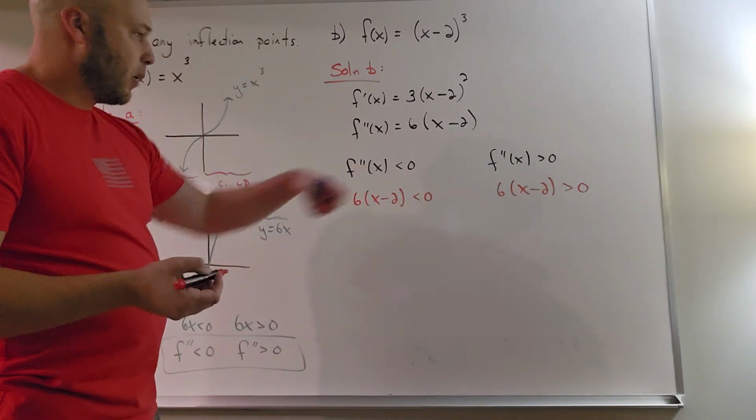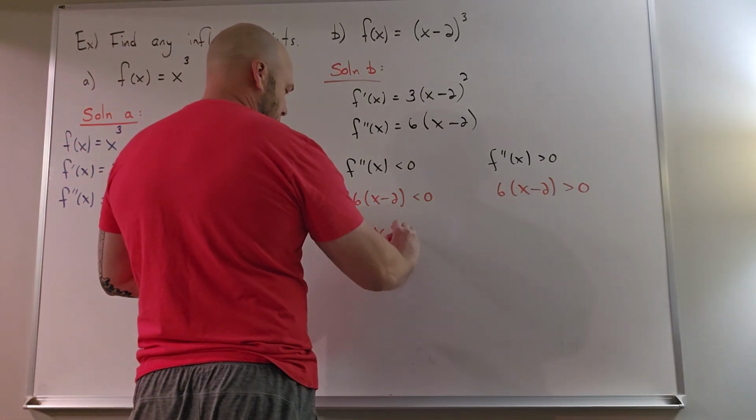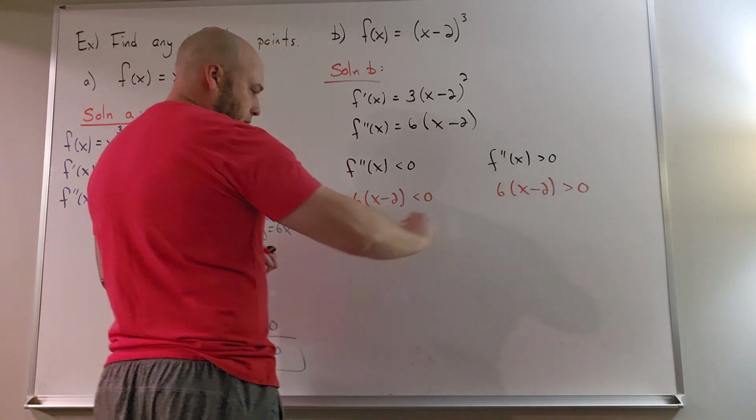Both of these inequalities we can solve the same way. Divide by 6, add 2.